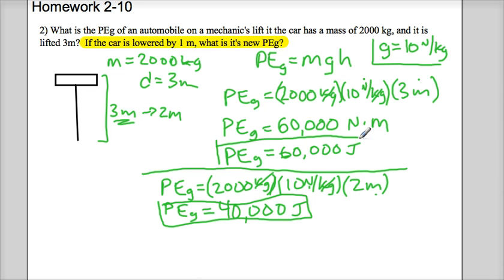Okay, and that's the solution to problem number 2.